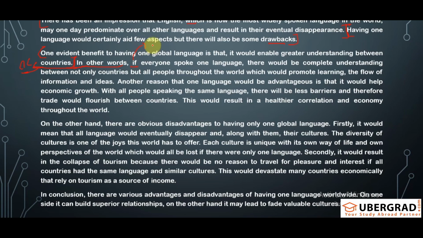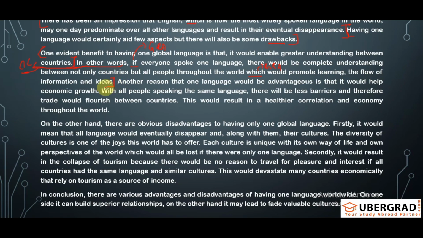Again, the use of if makes this a conditional statement. You get marks for GRA. In other words, if everyone spoke one language, there would be complete understanding between not only countries but all people throughout the world, which would promote learning, the flow of information and ideas. The use of which makes this a complex statement. You get marks for GRA. Okay.